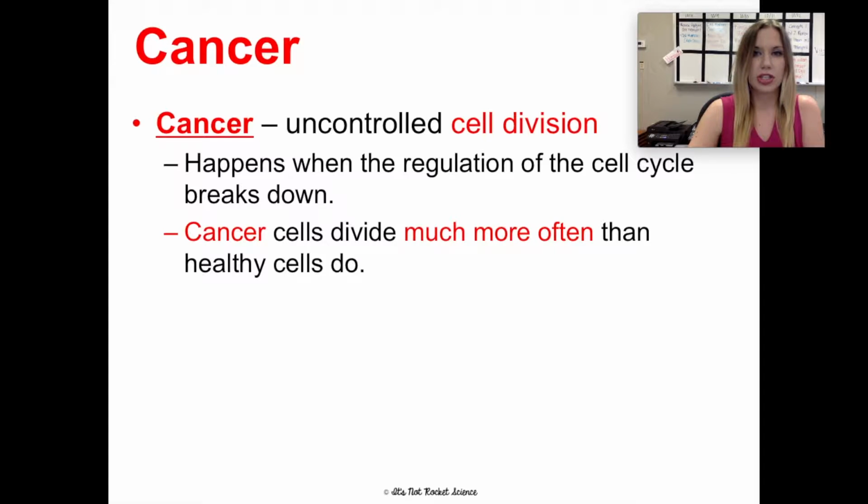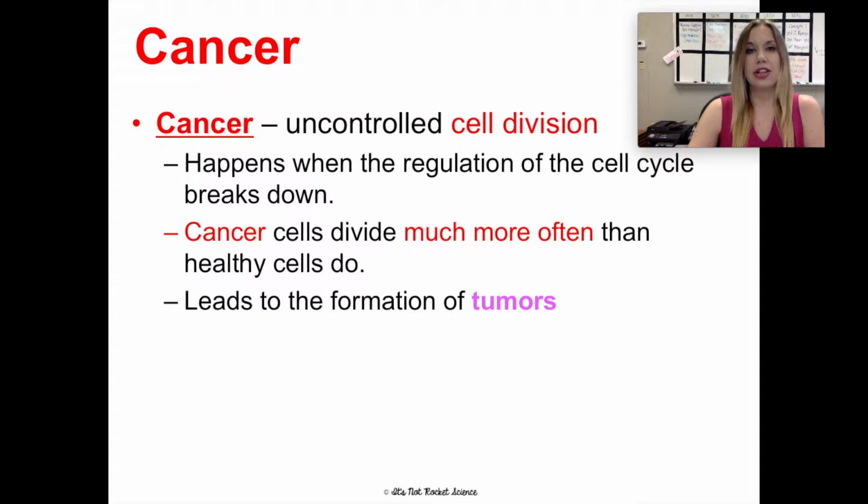And cancer cells divide much more often than healthy cells do too. So it's not just doing it when it's not supposed to, it's also doing it much more frequently. If we remember from a few slides ago, when I talked about how your liver cells only divide once every year, and red blood cells only divide every 4 months, cancer cells will divide way more frequently than that, and so it can become a huge problem.